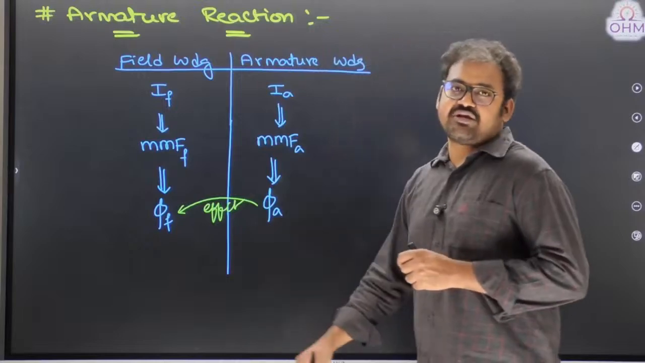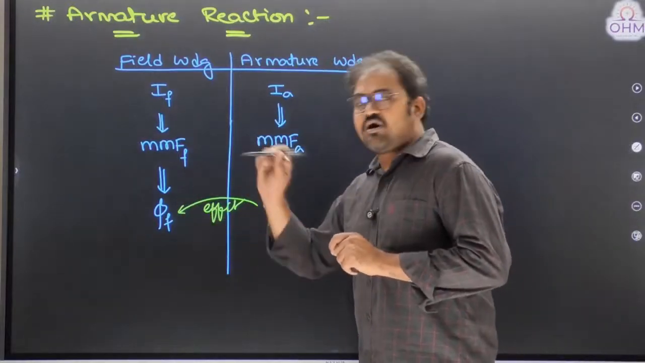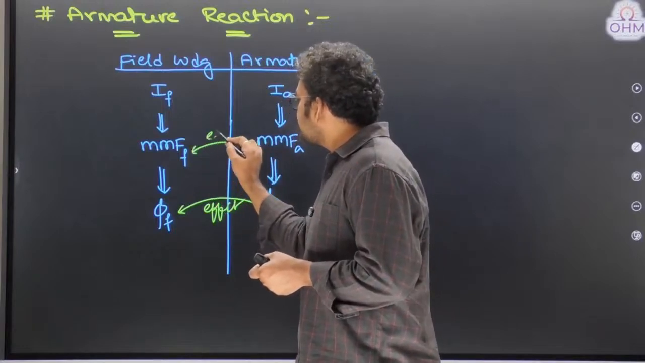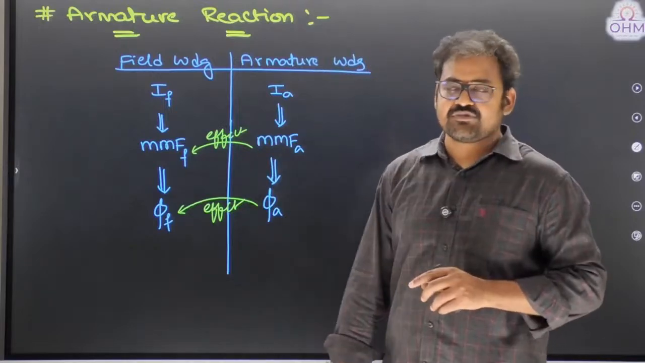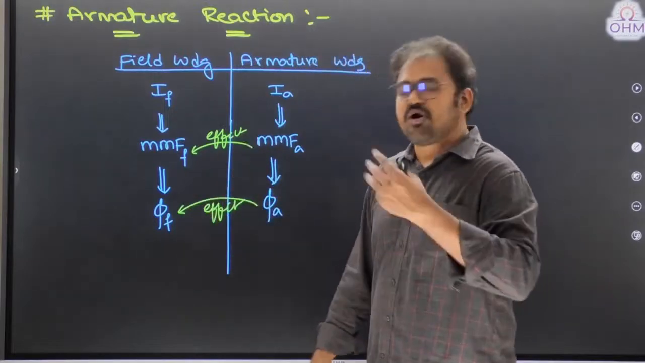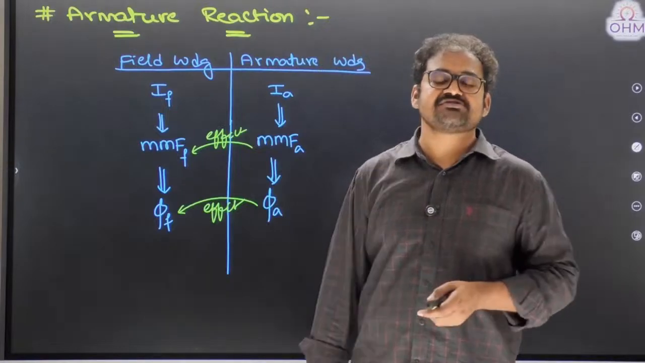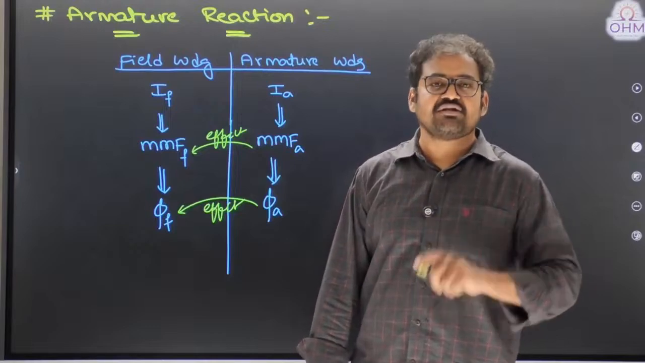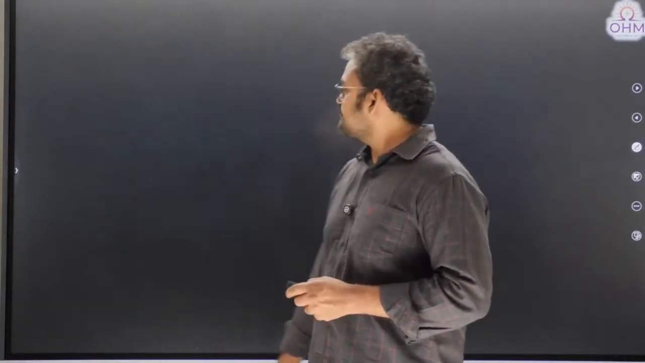call armature reaction. So armature reaction is defined as the effect of armature flux on main field flux. We can also say it is the effect of armature MMF on main field MMF. This is another definition. Anything can be treated as armature reaction. Now let us understand the armature reaction effect in both generator as well as in motor with respect to the power factor.